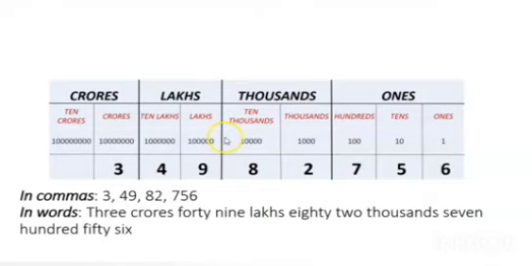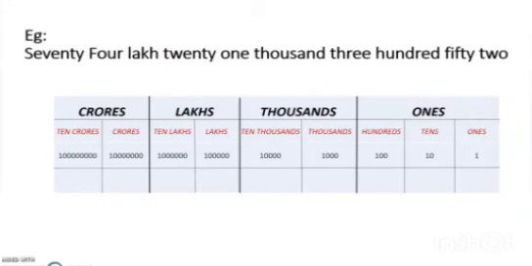So this is how you can write the given number in commas and in words. So in words it is 3 crores 49 lakhs 82,756. Now let's see how to write a number from a number name. So I have taken a number name here, that is 74 lakh 21,352. How to write it in numbers? Let's start from 74 lakh.